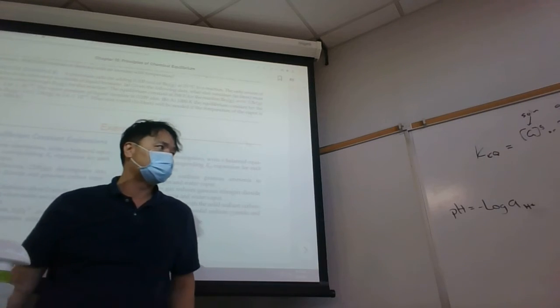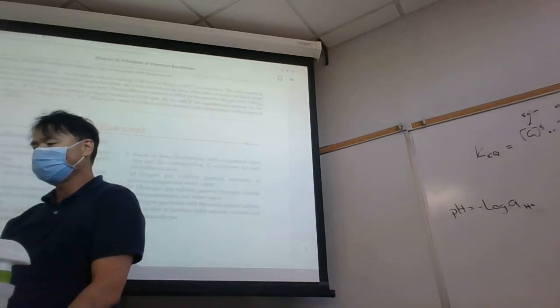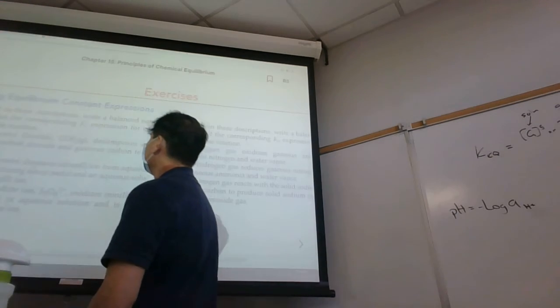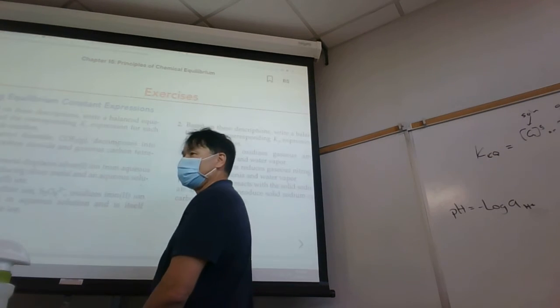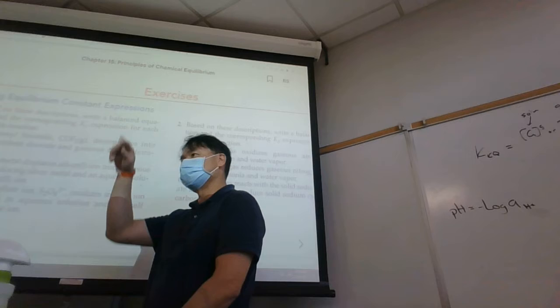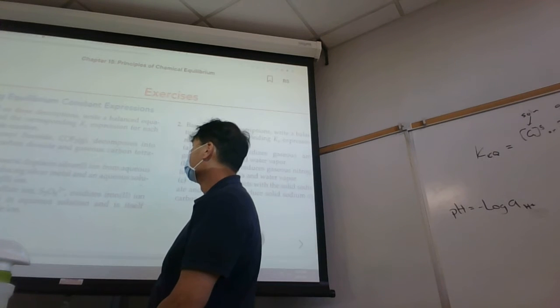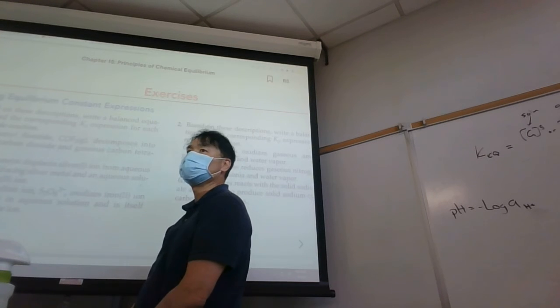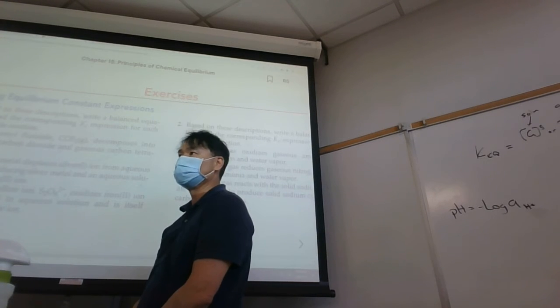Let's take a look at number 1 here. Based on these descriptions, write a balanced equation. Well, first off, we need the balanced equation because the coefficients turn into powers. And the corresponding Kc, okay, if it's Kc, then it's what? Concentration, right? Molar concentration.